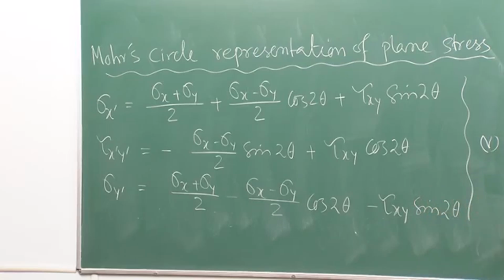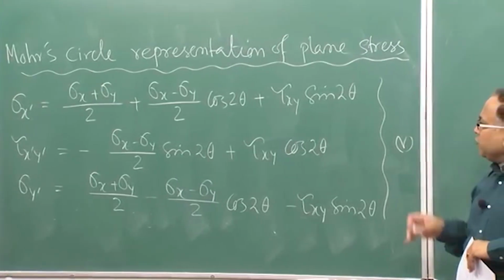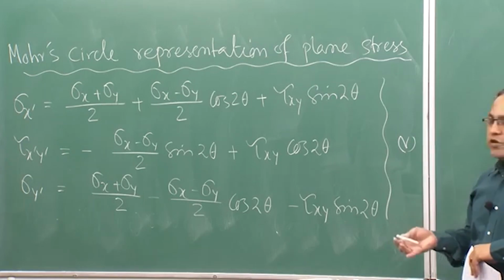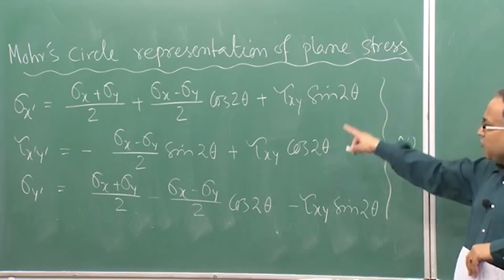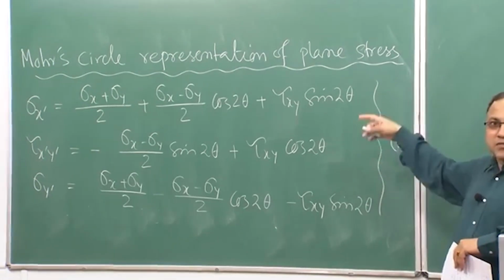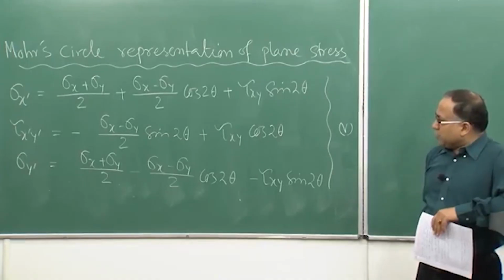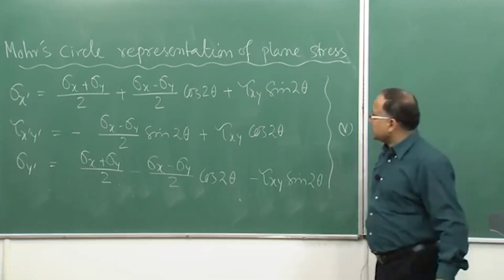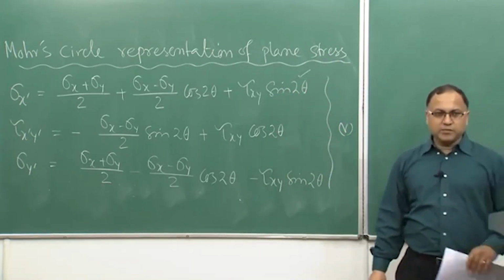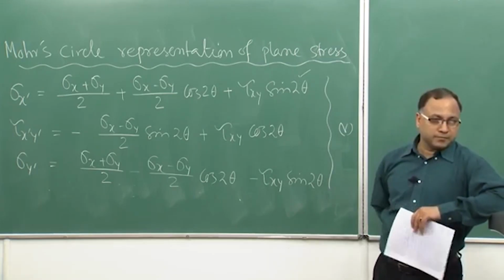I am not doing anything new. Previously derived equation 3 and equation 4, if you consider and do a little bit of simplification based on trigonometric and algebraic formulation, you will get these 3 equations. They are the revised version of equation 3 and equation 4. Now if you look at the first equation of equation 5, that is the expression of sigma x prime in terms of sigma x, sigma y, tau xy and theta.